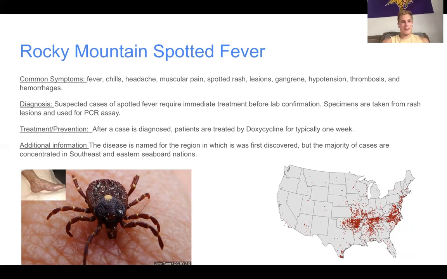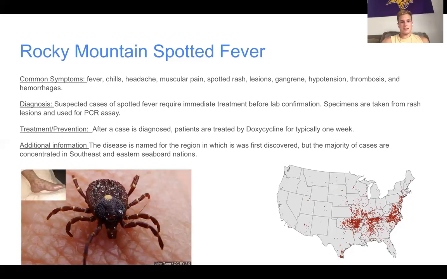But diagnosis is kind of tricky because before you can actually diagnose this, you would have to be suspected of having it. So to treat it, you kind of have to know you have it. You'd have to be in a region where it would be rapid, and then you could be treated for this, and then hopefully the diagnosis would come back as positive. But it's a little bit tricky.